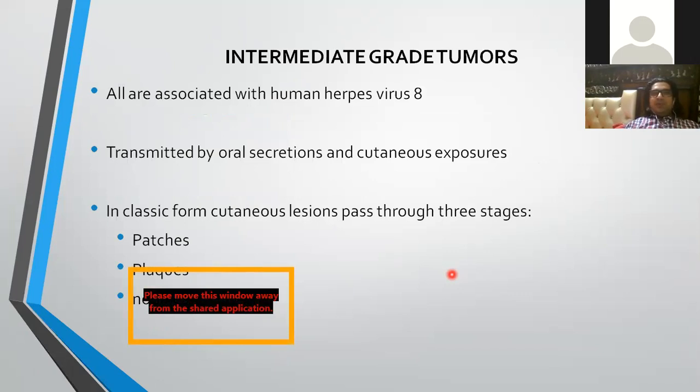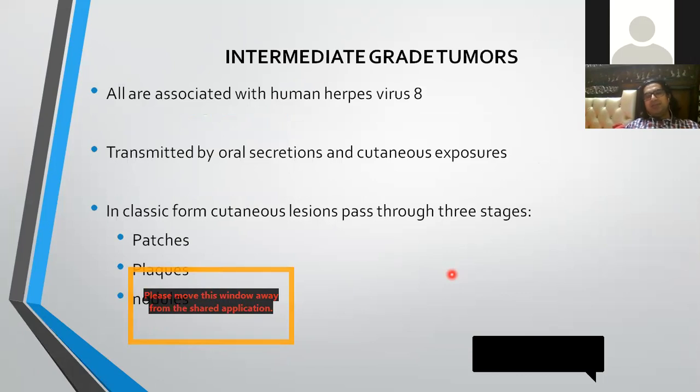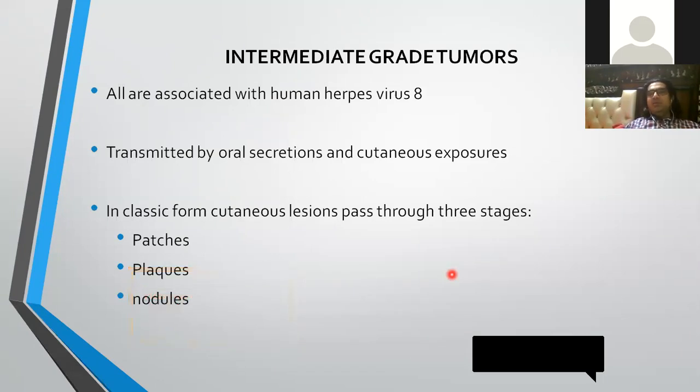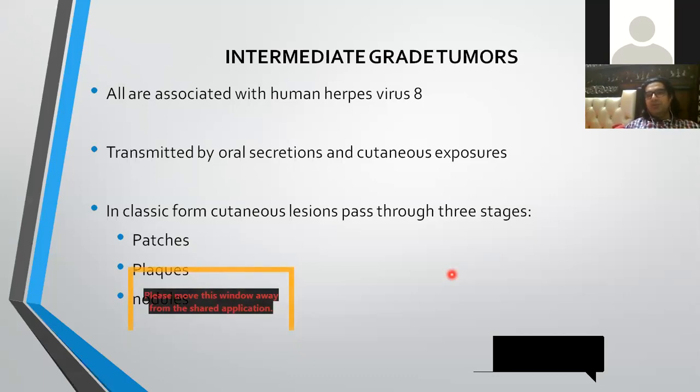Okay, so almost all cases are associated with herpes simplex virus AIDS and typically occur in the skin. Clinically, initially they are patches, that is, red patches on the skin. Then these patches convert into raised plaques, right? And then they convert into nodules, right? So there is a characteristic clinical transformation of the lesion from patches to plaques to nodules, right?